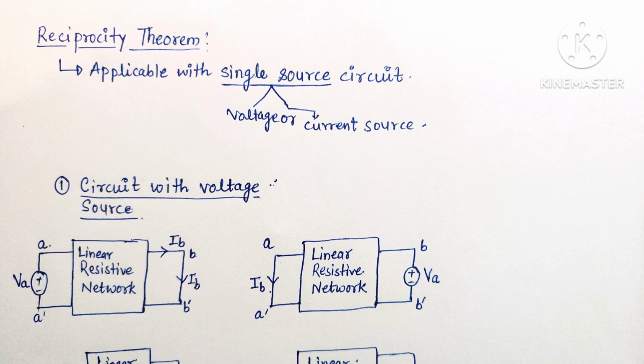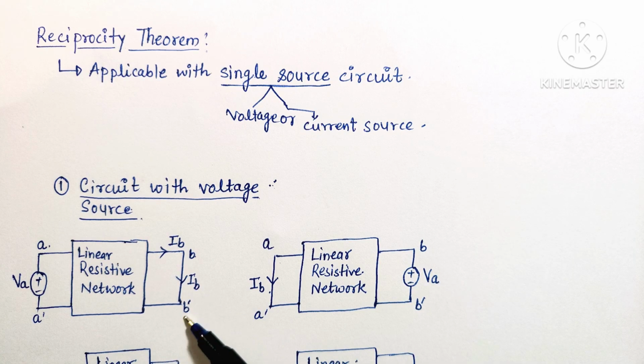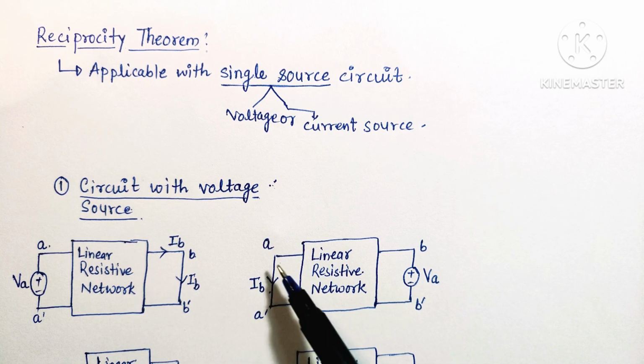Let us see, if only a voltage source is connected as a source, then how can we use this theorem? Suppose we have a linear resistive network and voltage VA is applied across terminals A and A dash, and at the output current IB is found across terminals B and B dash. So this theorem says that if we replace the circuit at the output across terminals B and B dash with a voltage source, then its response at the input will be the same current IB across terminals A and A dash.